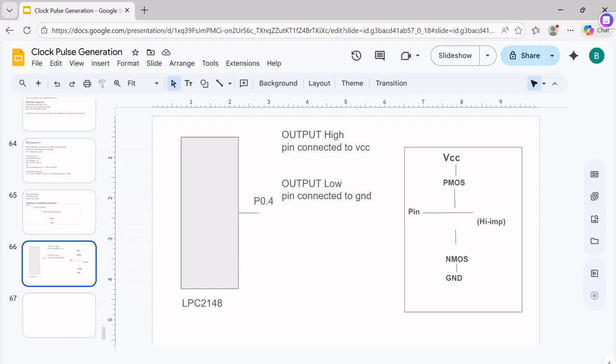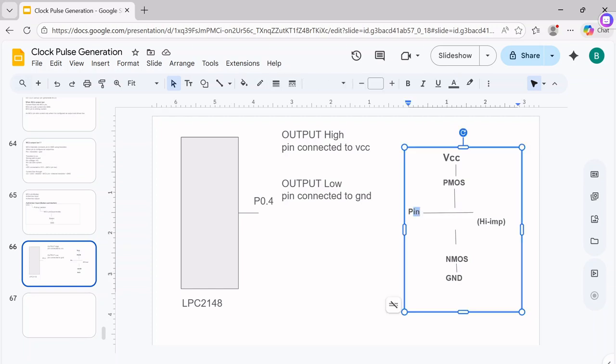High impedance state means these two transistors are off. It's not connected to VCC and this one is not connected to ground. Here, the microcontroller only senses the voltage present on this pin. It will not drive, it will not push or pull. The pin voltage depends on external devices like buttons, electrical circuits, pull up and pull down resistors.